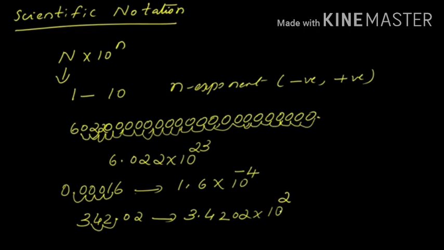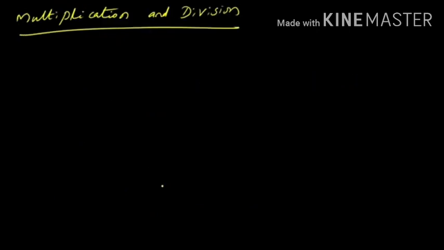Again, scientific notation is a convenient way to express very large numbers or very small numbers. So I hope you have understood how to express a particular digit in its scientific notation. The only thing that you need to do is find out the capital N and find out how many decimal places you need to shift, and mark it as the exponent. Okay, so the next topic that we are going to study is about multiplication and division.